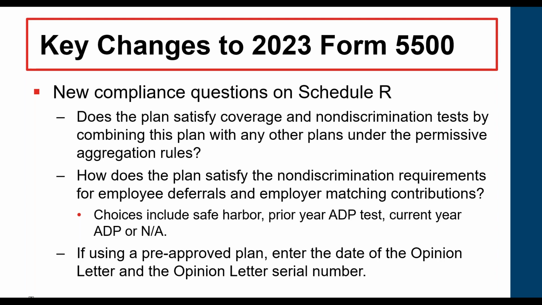And then the last line is just for entities who are on a pre-approved plan, and the form asks for the date of the opinion letter and the opinion letter serial number. So if you have a plan that is not individually designed, when you look at your plan document, there's a bunch of options that you can go through and select with a check mark, and if you don't have that information, you can reach out to your plan document provider. They should obviously have that information at the ready.